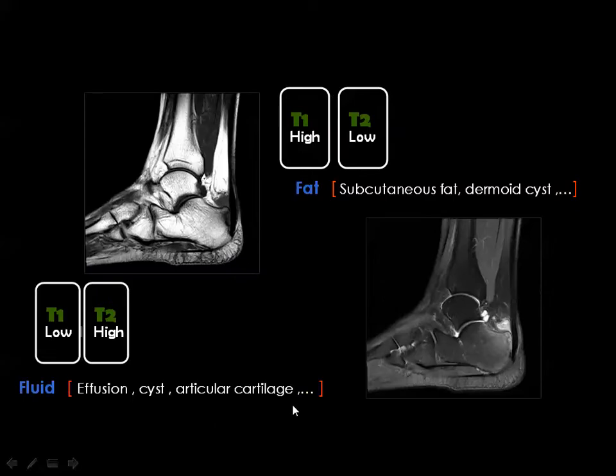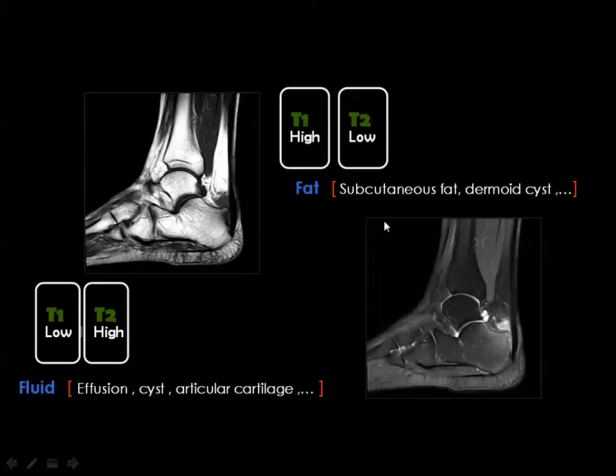Then the structures or the pathology which shows low signal in the T1 and high signal in the T2 is fluid. And fluid is present in the effusion, in the cyst, in the articular cartilage. And if you look here, you see fluid in the retrocalcanean bursa, which is black in the T1 and bright in the T2 weighted image.